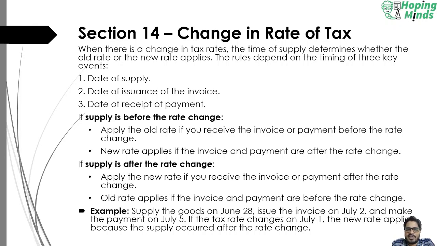For example, suppose the goods have been supplied on 28th of June and invoice has been issued on 2nd July and the payment was received on 5th of July. So if the tax rate changes on 1st July, then the new tax rate applies because the supply occurred after change in rate of tax.